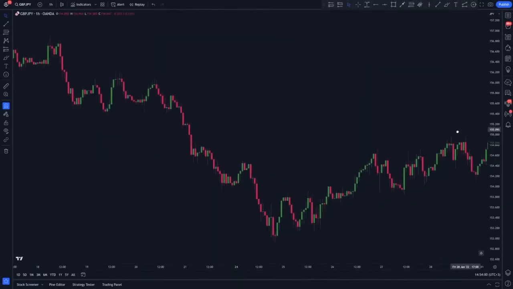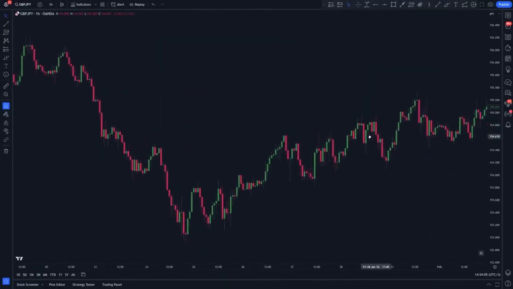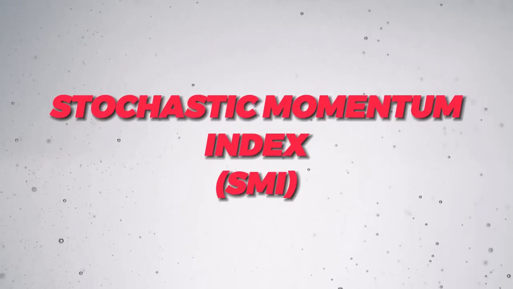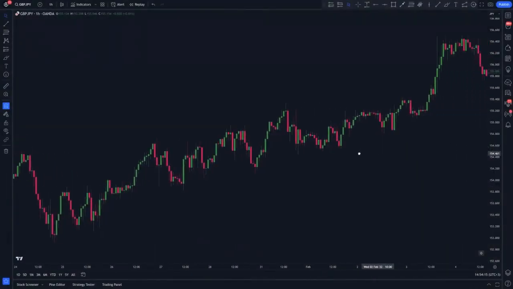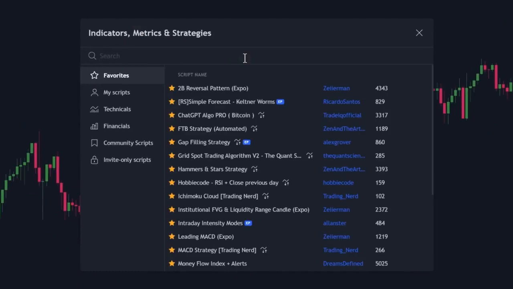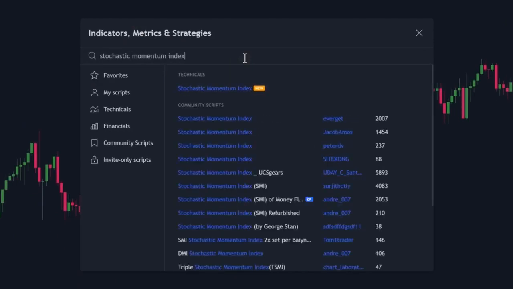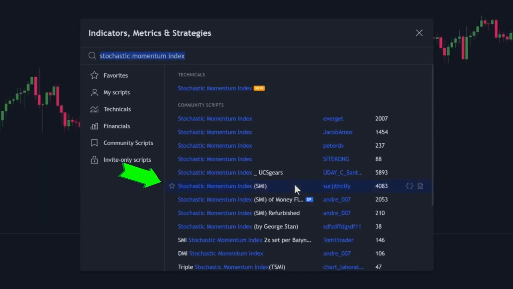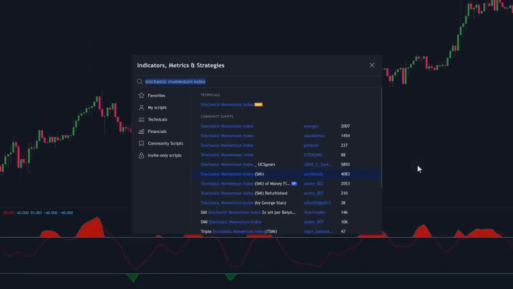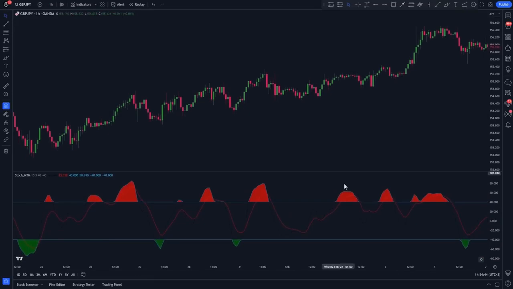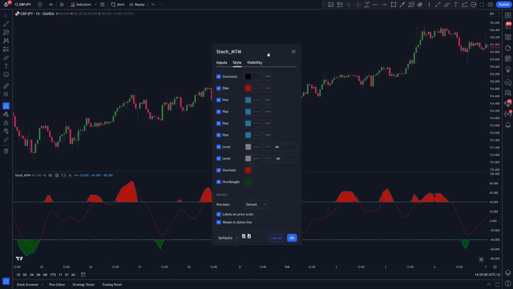Let's get into it. Now, the indicator that we're talking about is called Stochastic Momentum Index, or SMI. To add it to our chart, we're going to open the indicator search tab and type in Stochastic Momentum Index and select this one by this TradingView user. Now, after adding this indicator to our chart, there's going to be this dark line right here that is not visible because of the dark mode on TradingView. So let's access the settings and change its color to white as well as other settings.